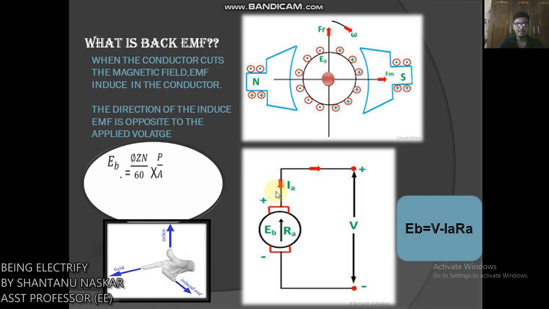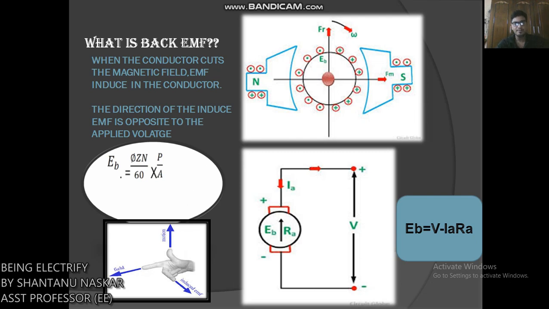On applying the right-hand rule in the figure, it is seen that the direction of the induced EMF is opposite to the applied voltage. Thereby the EMF is known as counter EMF or back EMF. The back EMF develops in series with the applied voltage but opposite in direction. The back EMF opposes the current which causes it.